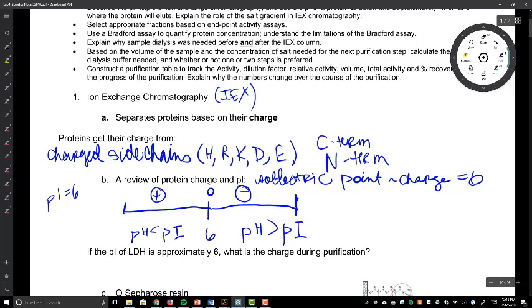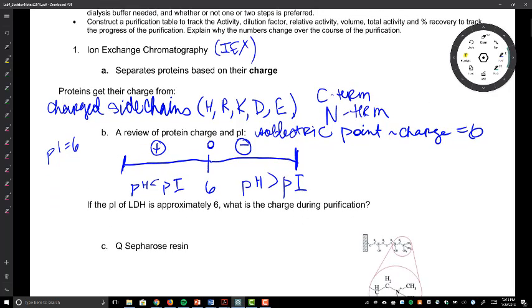And this is something that's really important to understand, because you're going to be asked this in questions in the midterm and in the final and throughout the semester. And this is really important for understanding why a certain type of affinity or ion exchange chromatography is chosen, and whether or not a particular protein will stick to that column depending on the protein that you choose.